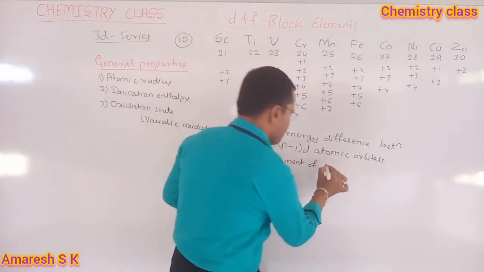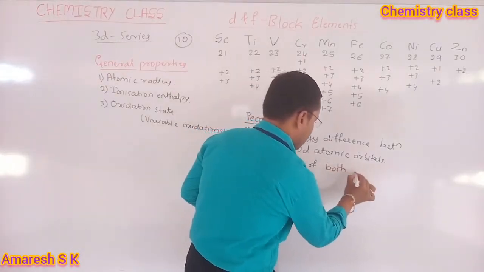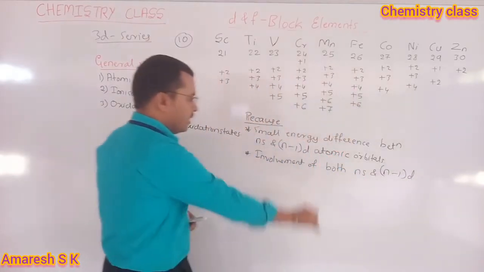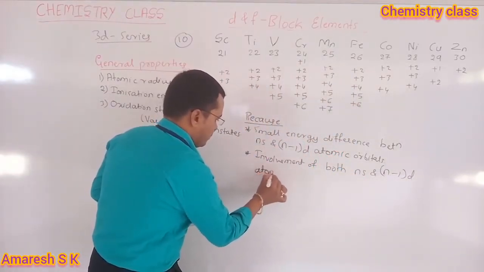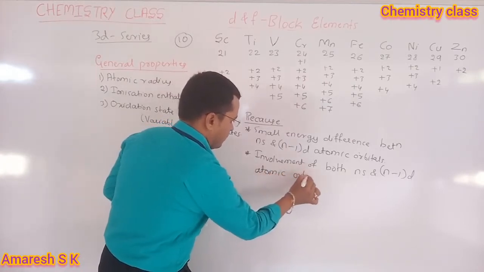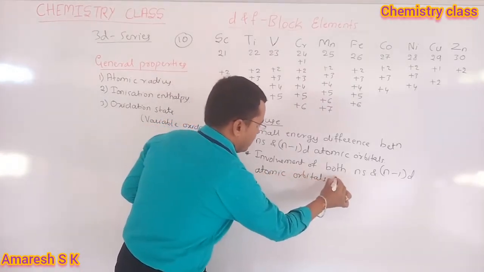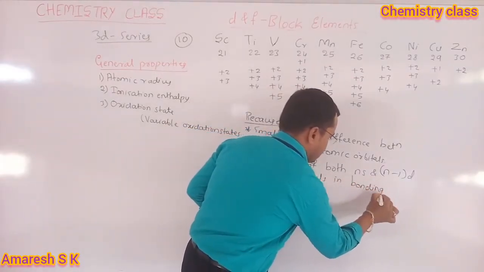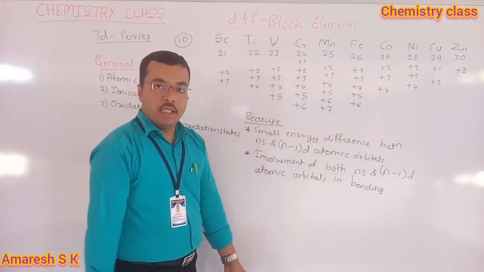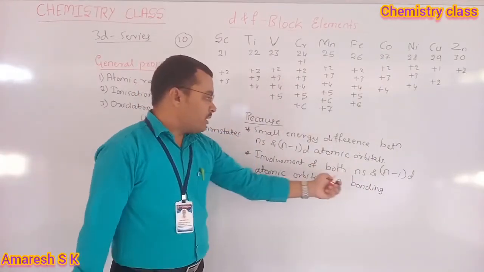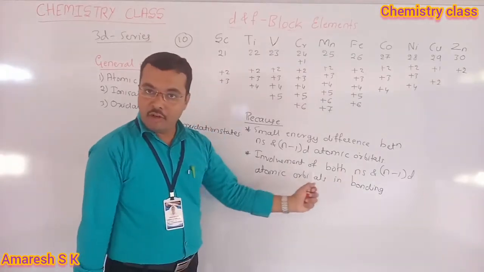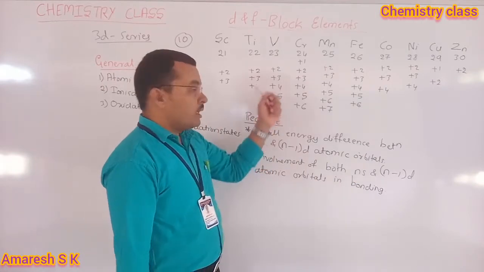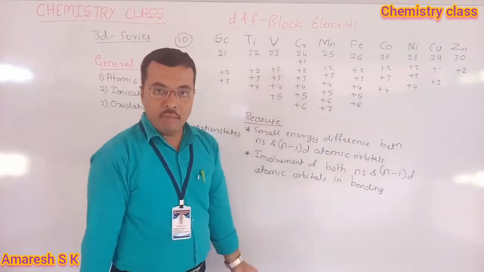And the next one is the involvement of both NS and N-1 D orbitals in bonding. During chemical bonding, both N-1 D and NS atomic orbitals are involved in the bonding. Hence, this will show different oxidation states.